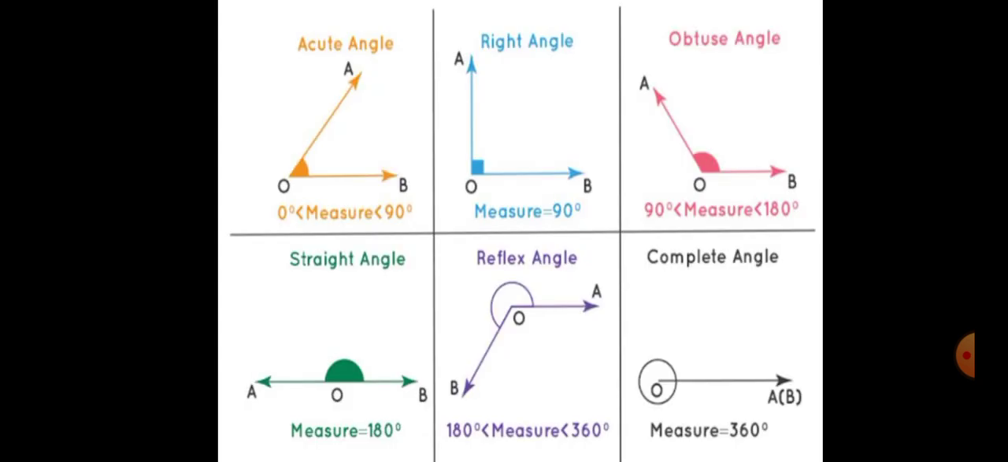Now here we can recapitulate the types of angles. Acute angle is an angle which is less than 90 degree but more than 0 degree. Next is right angle. A right angle is an angle whose measure is exactly 90 degree. Next is obtuse angle. An obtuse angle is an angle whose measure is more than 90 degree but less than 180 degree. Next is straight angle. A straight angle is an angle whose measure is exactly 180 degree. So beta, this is all about angle and its types.